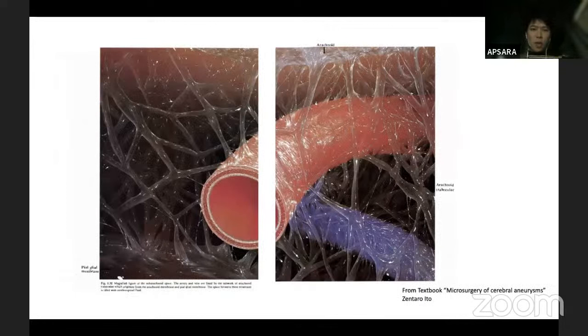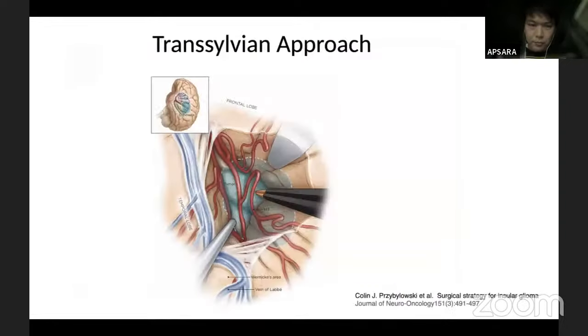To open the fissure gently, we have to understand the arachnoid very well, because if we understand the arachnoid and we don't damage the pia, you can reach the goal, the aneurysm or tumors. First, let me explain the Trans-Sylvian approach.